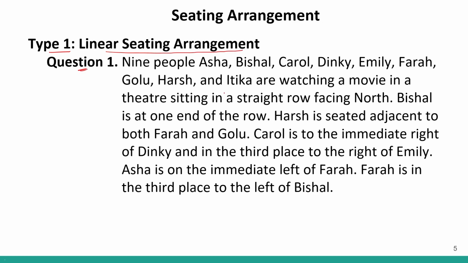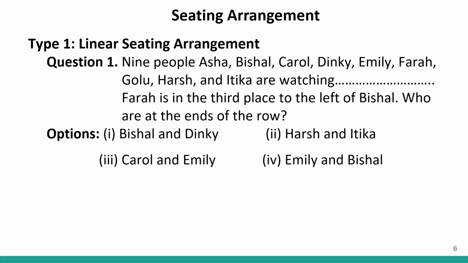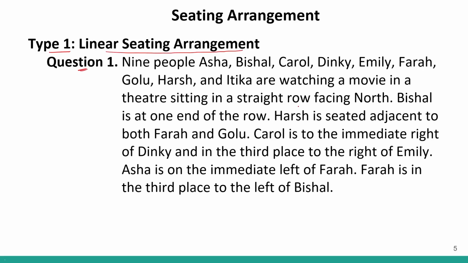Let us try to understand the information. This is the information. Then on the next slide, you can get the question. The question is: who are at the ends of the row? But let us first understand the arrangement from the data. The data says that there are 9 people watching a movie in a theater, sitting in a straight row facing north. So the direction is given to us: north, and there are 9 people. So 1, 2, 3, 4, 5, 6, 7, 8, 9 people sitting in a row facing north.